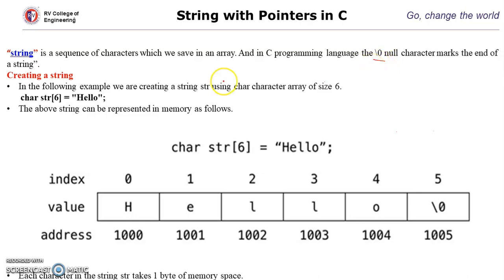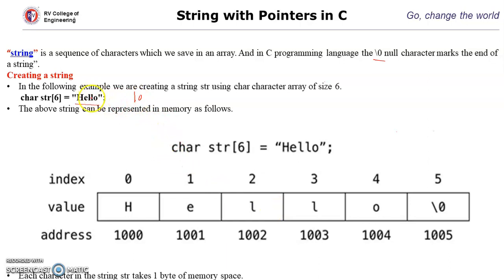So when the compiler encounters a sequence of characters enclosed in double quotation marks, what it does is append a null character at the end by default. Here, if hello is a string, so H E L L O, and at the end a null character will be appended by the compiler. Okay, so this is the memory diagram of the string.